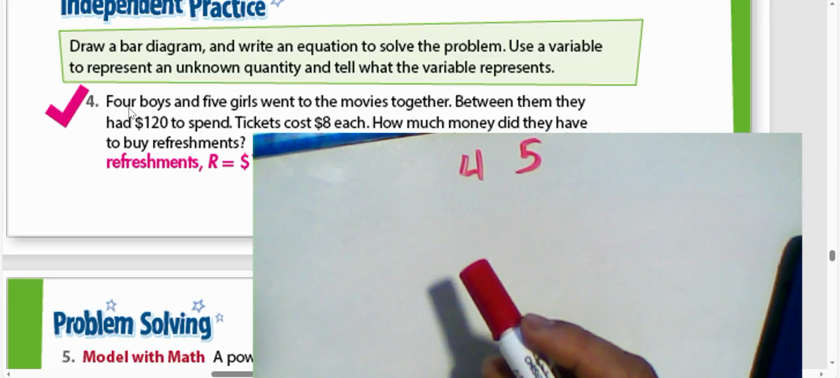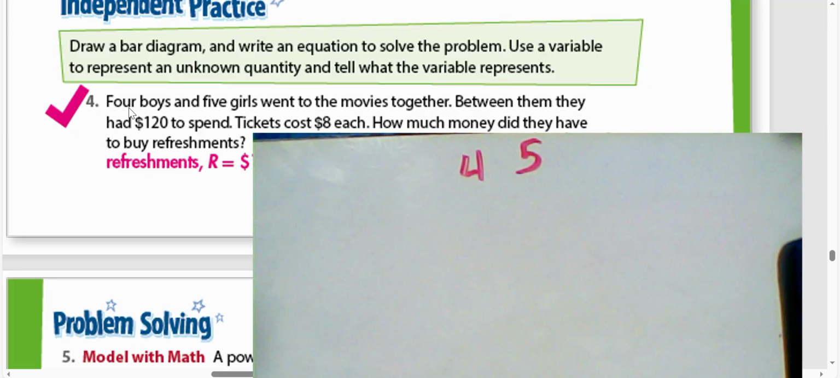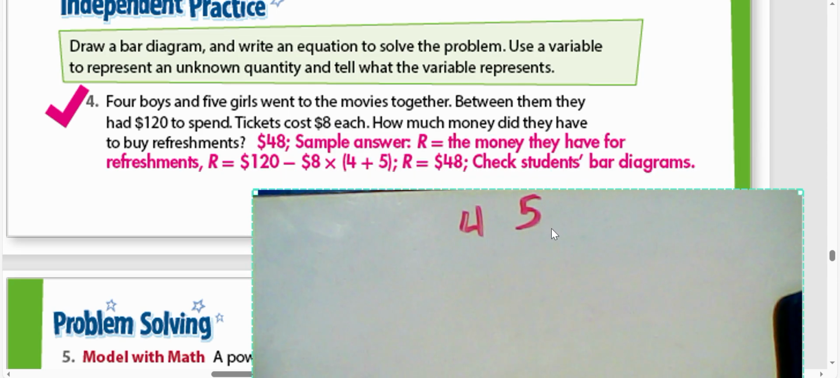Look here. We have 4 and 5. 4 boys and 5 girls went to the movies together. Between them, they had 120 to spend. This cost $8 each. Then we can write 4 times 8 and 5 times 8 and the answer. Okay, from the difference, 120.